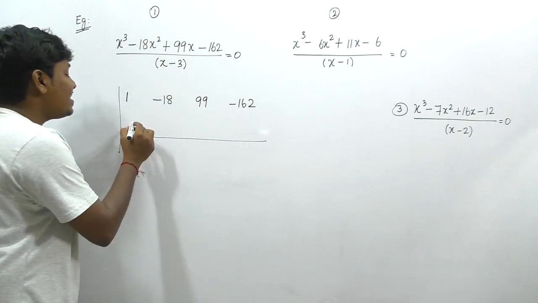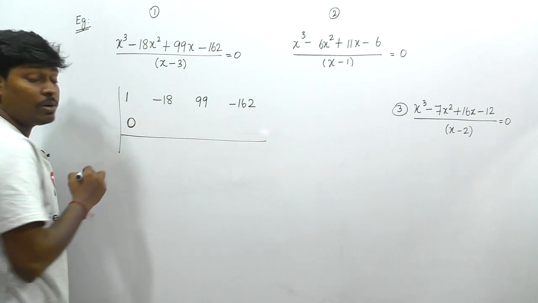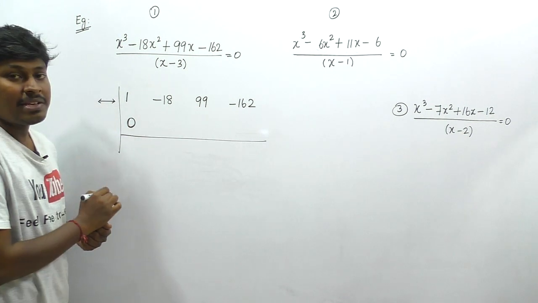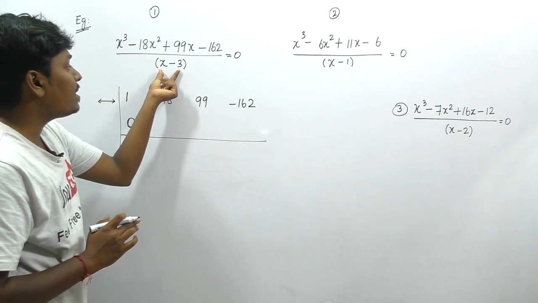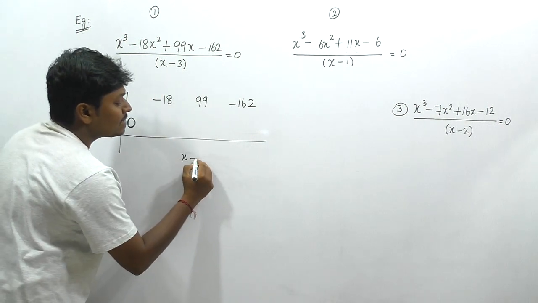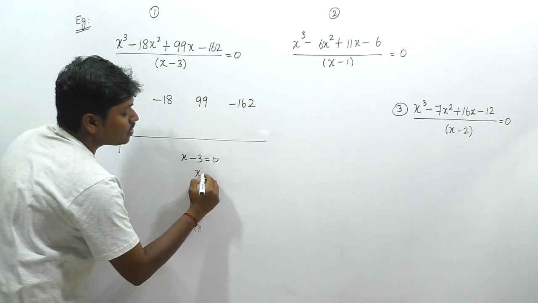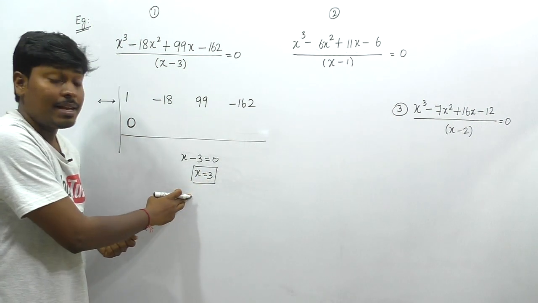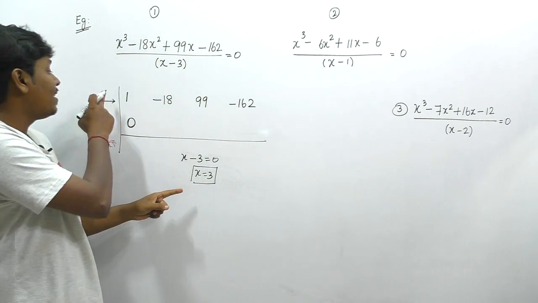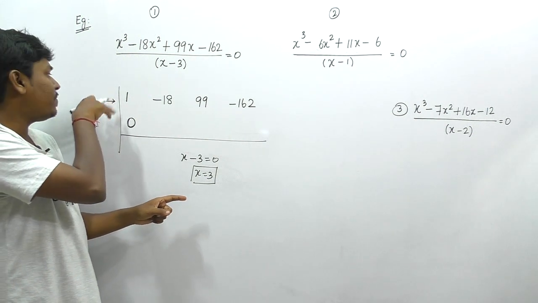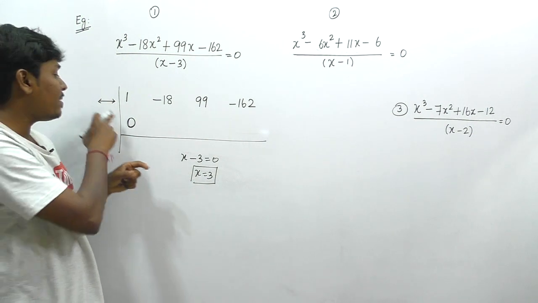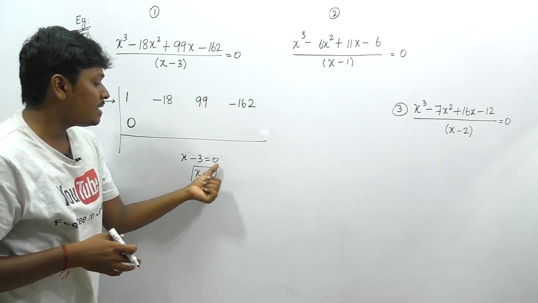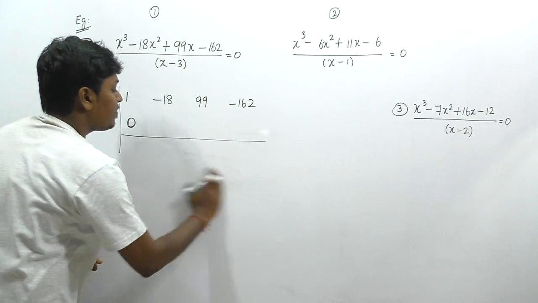Initially we need to put 0 here, no doubt about it. Listen carefully, this number is completely based on the denominator. Here the denominator is x minus 3, so x minus 3 is equal to 0, so x is equal to 3. This is not the procedure, but one of the tricks to find the value here. If you don't know this trick, people might spend a lot of time here. So see the denominator, x minus 3 equals 0, then x is equal to 3. Now write 3 here.